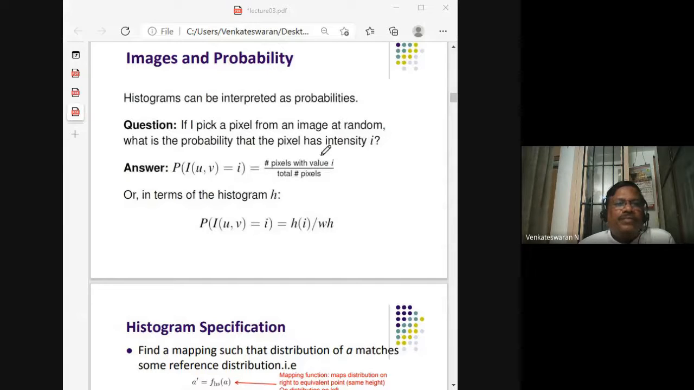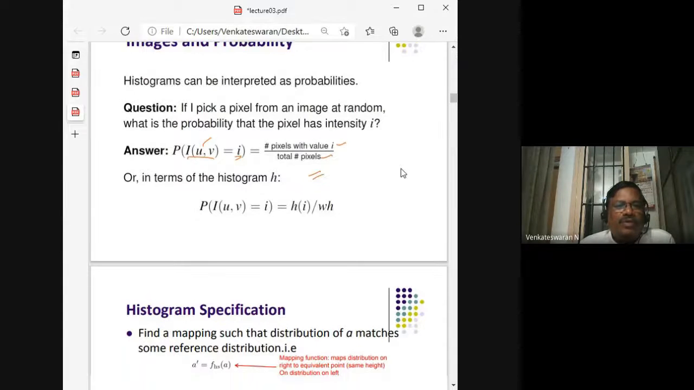Or the probability of a particular image taking a particular value. For example, I of U,V, the probability that the image takes a value called I over U and V, is the number of pixels with the value I divided by the total. This is a simple definition of a probability. I'm not going into the details.